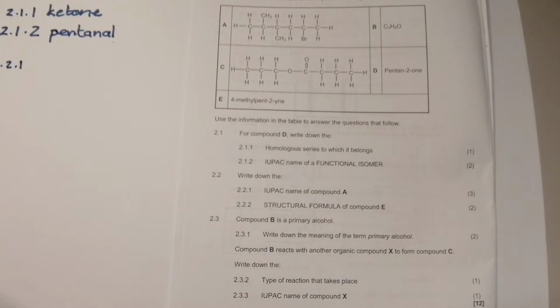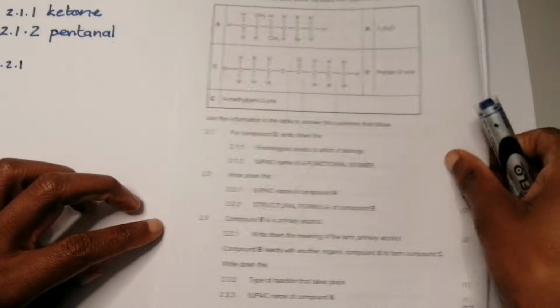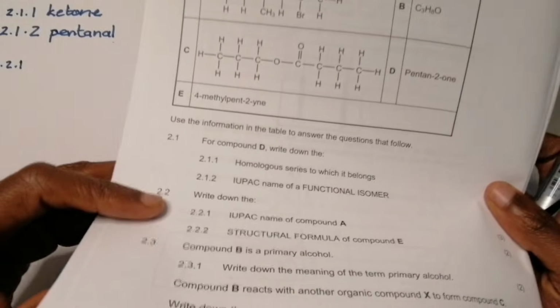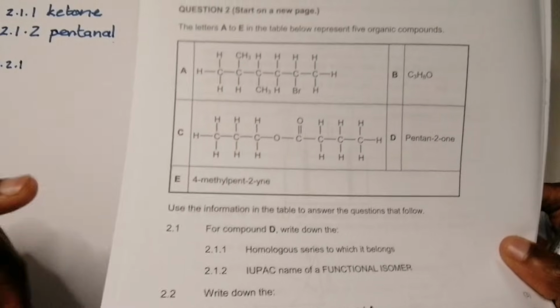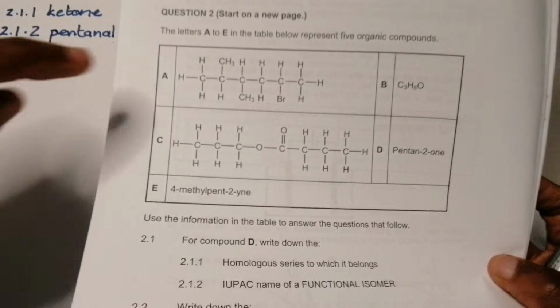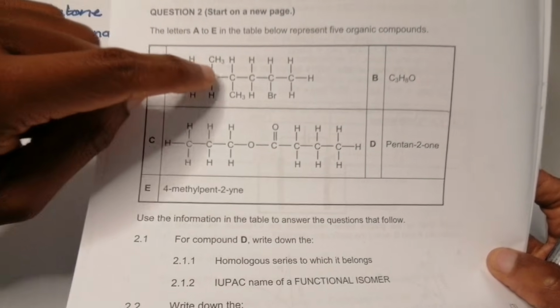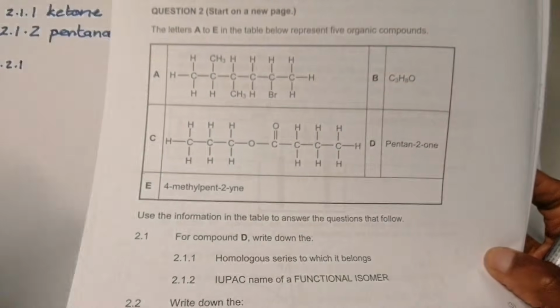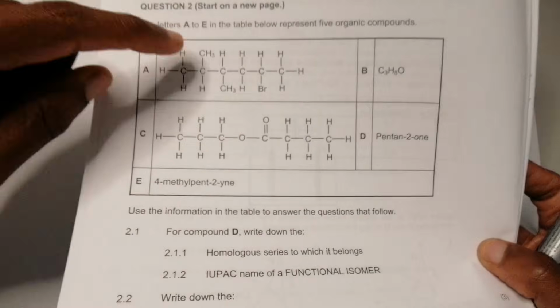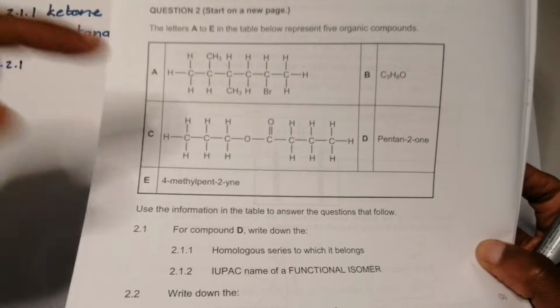2.2.1. Now they go to compound A. IUPAC name of compound A. You're going to help me with that, right? Looking at compound A, let's see which one is the longest chain. We want the longest carbon chain, right? So that's 1, 2, 3, 4, 5, 6. Is that the longest? Yes. Doesn't matter which way I go.